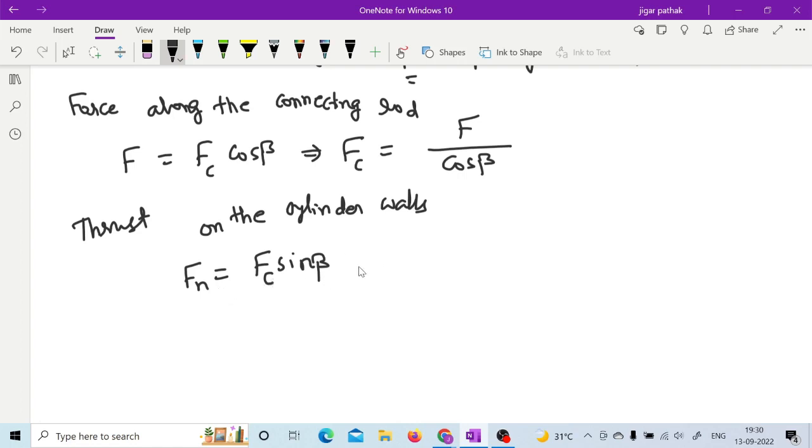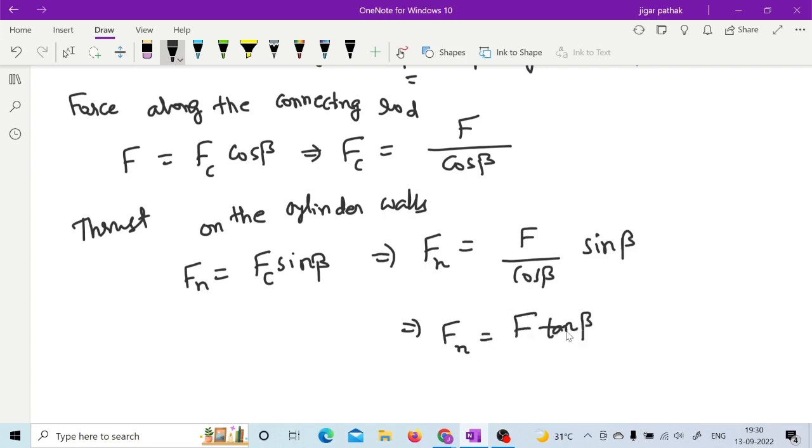Now if you further want to classify it and write it in terms of piston effort, then you can write this force along the connecting rod in terms of that piston effort. So Fn can be written as F upon cos beta into sine beta. If you write like this, then finally you can write your thrust on the cylinder as F tan beta, right? So you have written this force along the connecting rod also in terms of piston effort, similarly thrust on the cylinder wall also in terms of piston effort, right? So this is how you can calculate the thrust on the sides of the cylinder wall.